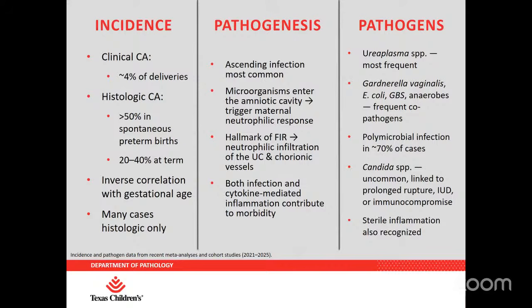Ureaplasma species are the most consistently identified pathogens, though most infections, about 70%, are polymicrobial, commonly involving organisms such as E. coli, group B strep, and some anaerobes. Less frequent but clinically significant contributors include pathogens such as Staph aureus and Candida species. Importantly, a subset of cases are sterile, showing robust inflammation without detectable organisms, where it's considered that the placenta is responding to injury rather than infection, but has the same overall outcomes.